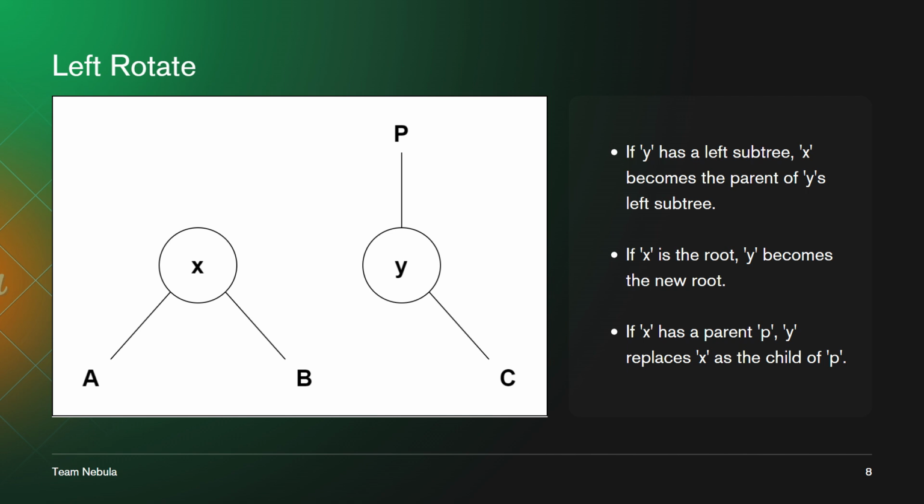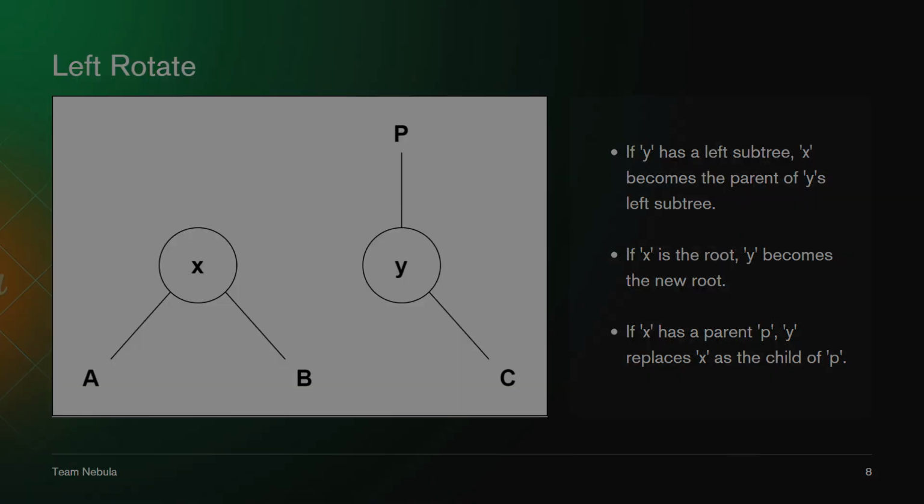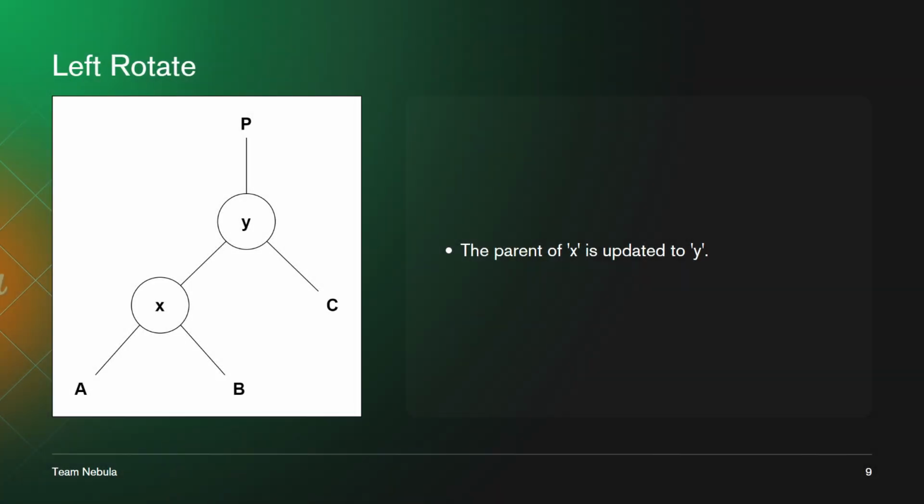If X was the left child of P, Y becomes the new left child of P. If X was the right child of P, Y becomes the new right child of P. Finally, we update the parent of X, making Y the new parent of X. This left rotation helps maintain the balance of the AVL tree, ensuring that it remains efficient for various operations.